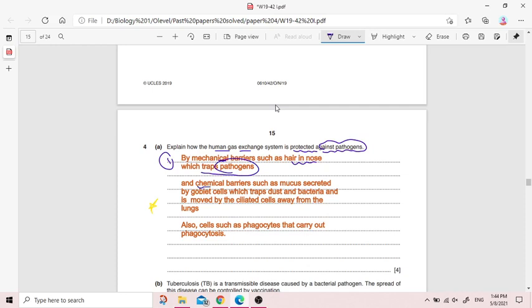Number 2, chemical barriers such as the mucus secreted by the goblet cells. We have goblet cells, and next to them ciliated cells. The goblet cells secrete the mucus that traps dust and bacteria, while the ciliated cells move the unclean mucus away from the lungs. So this also protects you against pathogens.